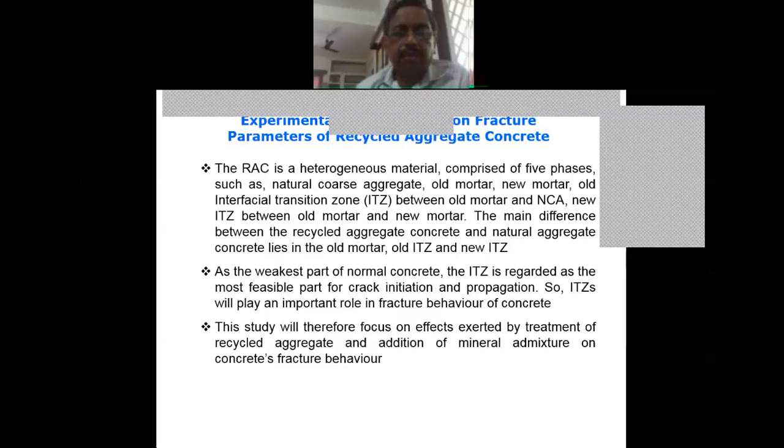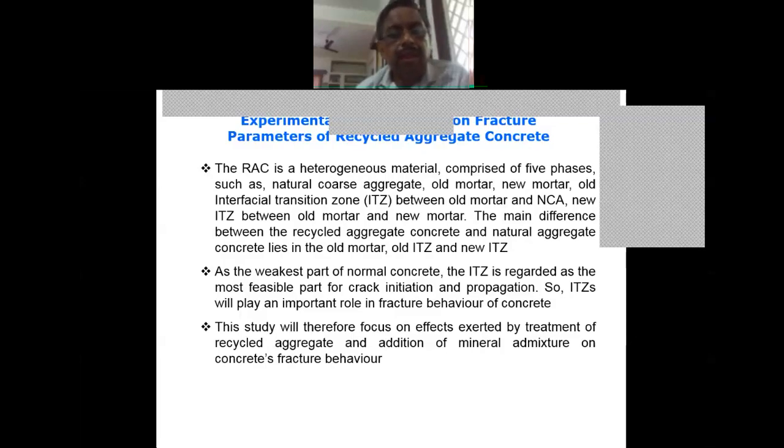Why has this been happening? This recycled concrete aggregate has old mortar, new mortar, the old interfacial transition zone and the new transition zone. So there are so many transition zones. In the earlier case, with natural aggregate only, there was just the aggregate, the mortar and one transition zone. But now two additional zones come, between the old mortar and new mortar, and between the new mortar and the aggregate. So whichever is the weak plane, in that the crack will start, propagation will go and the failure will happen.